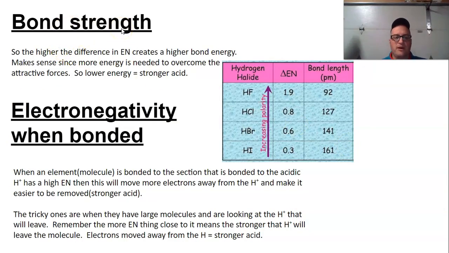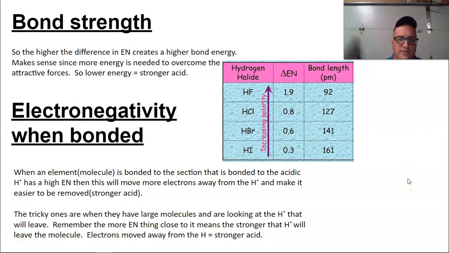Bond strength. So sometimes bond strength is part of the characteristics. Higher the electronegativity difference creates a higher bond energy. Okay? Because when something has a bigger difference in electronegativity, they're going to be pulled closer together. Many of you remember that the closer something is, the higher the bond energy will be because of Coulomb's law, right? Inverse squared law. As that decreases, your bonds are going to get further away, therefore energy is going to be lower. So the lower the energy, the stronger the acid. Okay? Again, they're trying to release the hydrogen. If they hold on to it, that's a very weak acid, because the idea of becoming an acid releases hydrogen. So electronegativity when bonded.